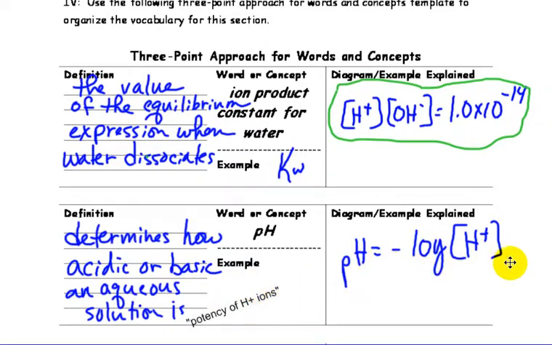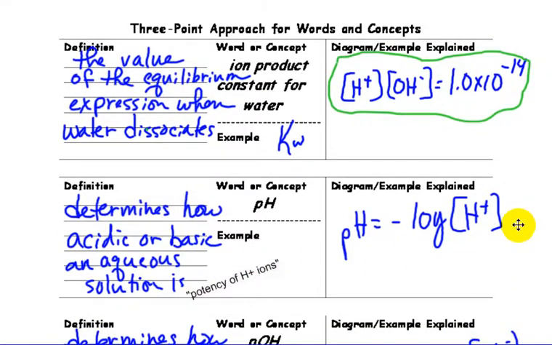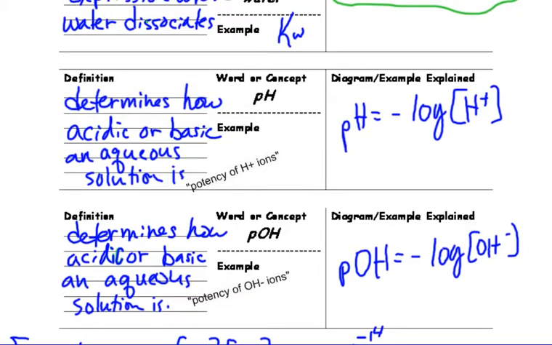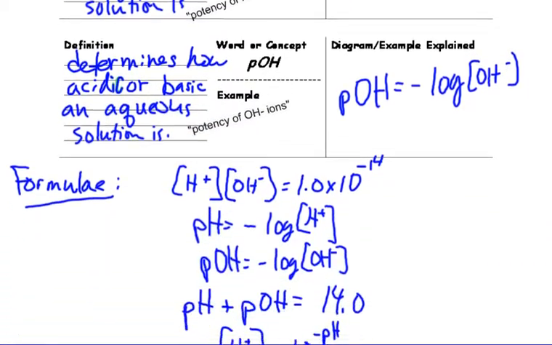So pH equals negative log of H, the concentration of hydrogen ions. pOH is the potency of hydroxide ions. So it determines how acidic or basic a solution is as well, except looking at the opposite scale. Okay? And a summary of all of the formulae here.